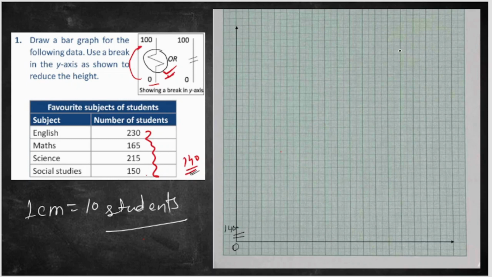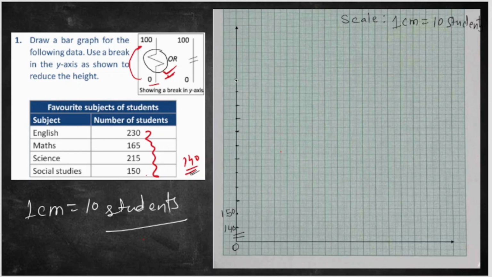Here we need to mention the scale: 1 centimeter equals 10 students. Okay, so it is 140, then this point 150. Next I am marking the points, so it will be easy for me to write the numbers. Next is this point, next this.